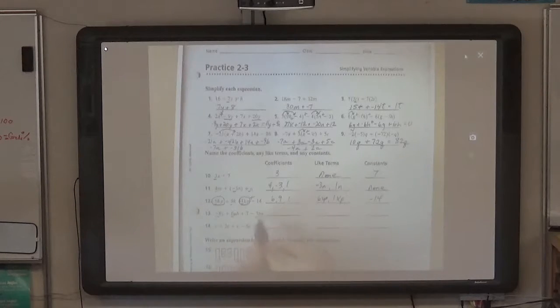Coefficients. Let's skip to the modeling. You're going to have to finish those two for homework.